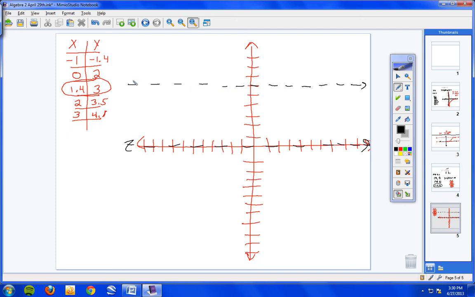There we go. We're looking really good. Now let's plot our points and sketch our graph, and we're done. The first ordered pair of my table of values, -1, -1.4, so about right there. The next one is 0, 2, so about right there. The next one is 1.4 up to 3, so about right there. And the next one would be 2 and over 3.5, so about right there. And the next one would be over 3 and up 4.1, so about right there.